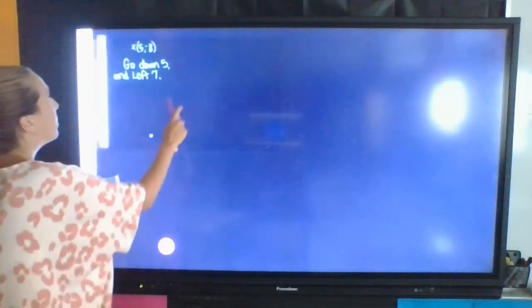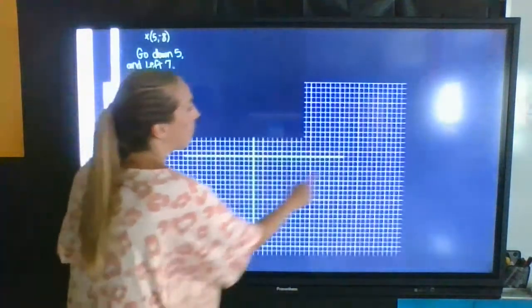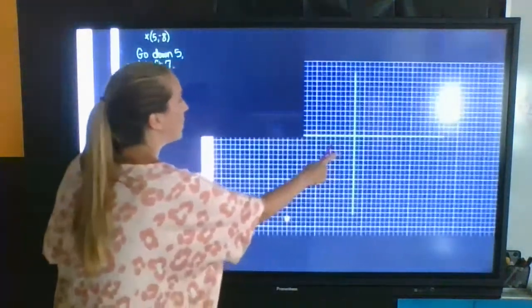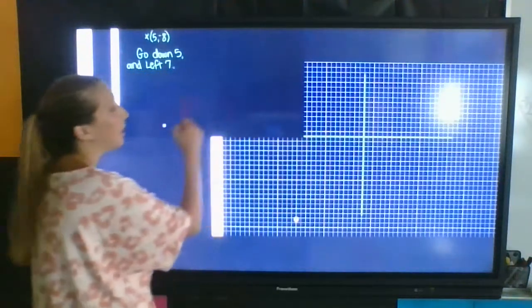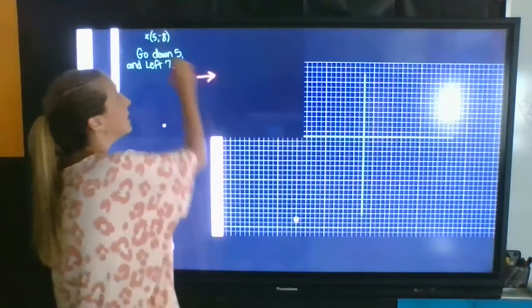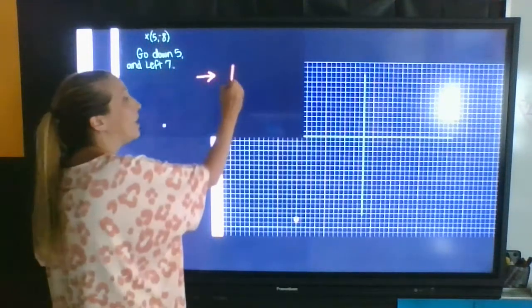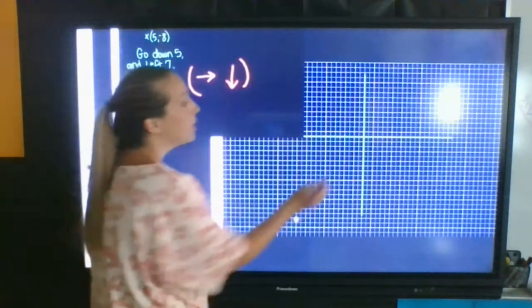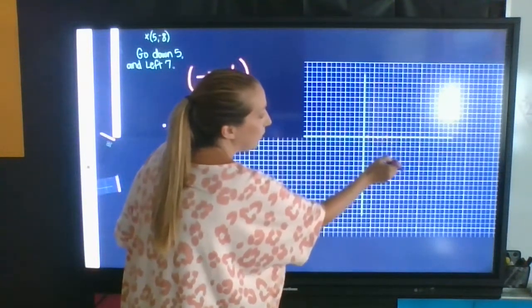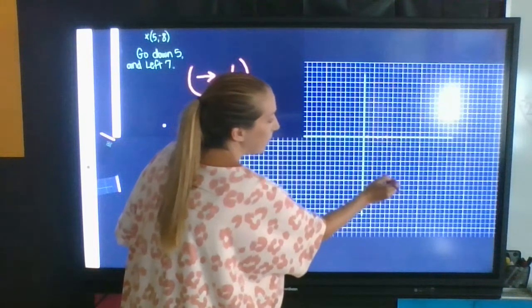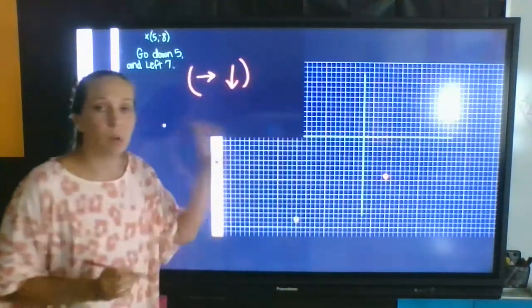All right, so now we're going to look at this ordered pair. In this ordered pair, we have 5 and negative 8. Now, we're going to do a little bit of extra work on this one. So 5 and negative 8. So we're going to go right 5, because it's a positive X, and then we're going to go down 8. Okay, so we're going to start at the origin, 1, 2, 3, 4, 5, and 1, 2, 3, 4, 5, 6, 7, 8. So there's that ordered pair right there.